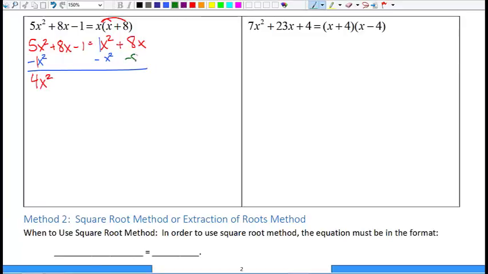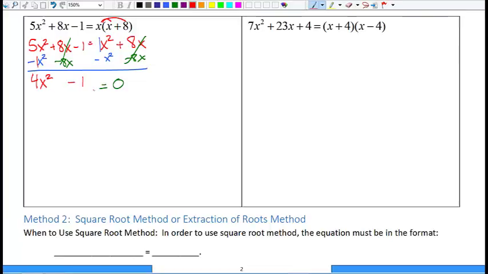At the same time, I'm also going to subtract 8x, and that adds to 0 accidentally. I wanted it to add to 0 on the right hand side, but it accidentally also did it on the left hand side. And then I can bring down the minus 1. So that took several steps just to get it equal to 0. So step 1 is done.